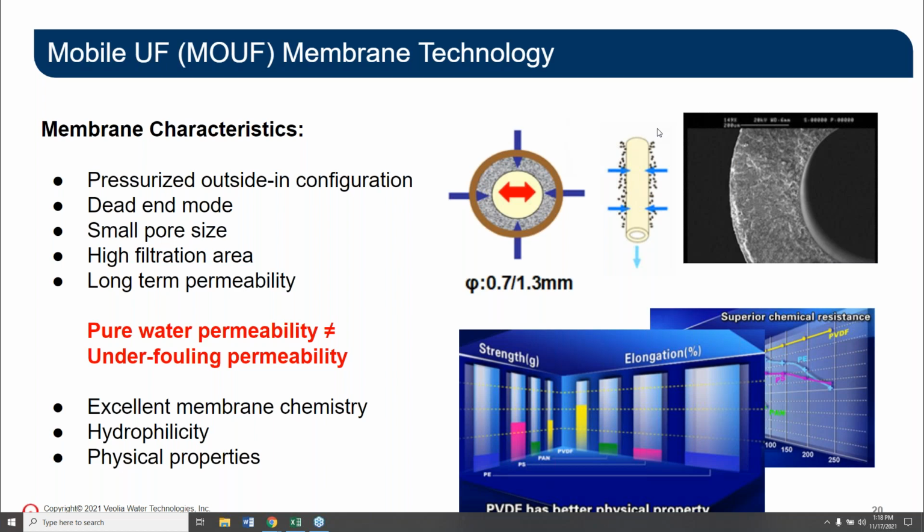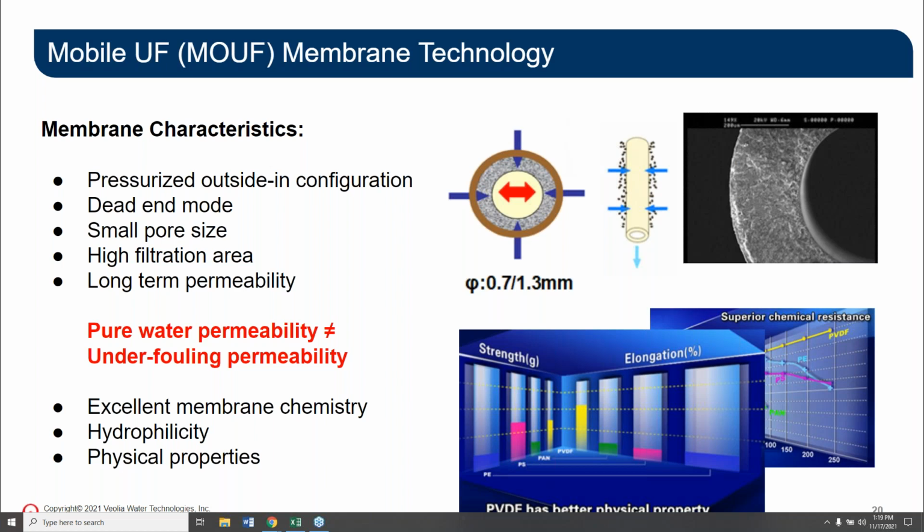First, I'm going to talk about the membrane technology employed. It is a pressurized outside-in membrane configuration that operates in a dead-end mode only. It has 30 nanometers nominal pore size and a large filtration area around 77 square meters. What this basically means is that it has a wider tolerance for varying feed water qualities.